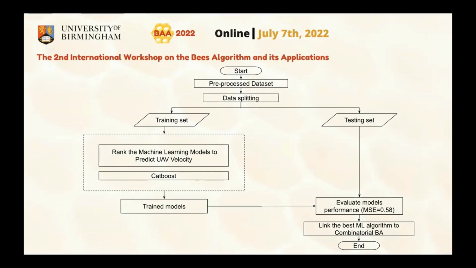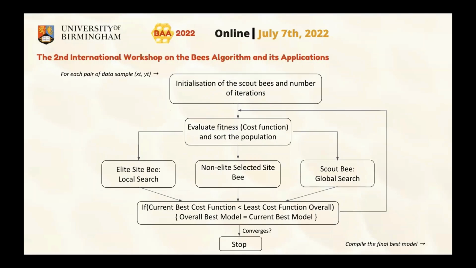This is a flowchart of how our work goes on. We start with pre-processing the dataset and splitting the dataset. Then we rank our machine learning models, which predict the UAV velocities, and the best trained model is combined with the combinatorial Bees algorithm, which is used for the routing optimization of the drone. Now, how the Bees algorithm works is it starts with initialization of the scout bees and the number of iterations.